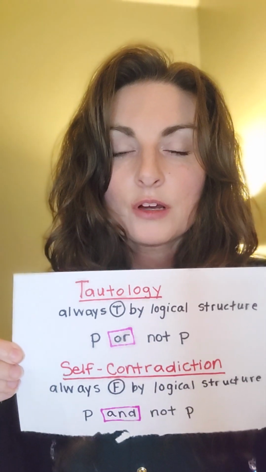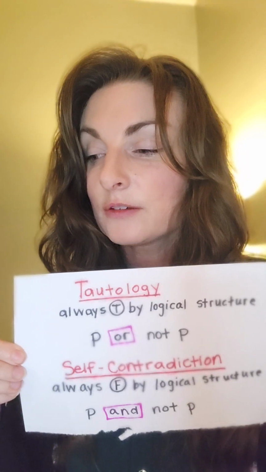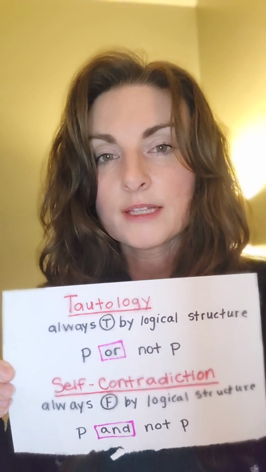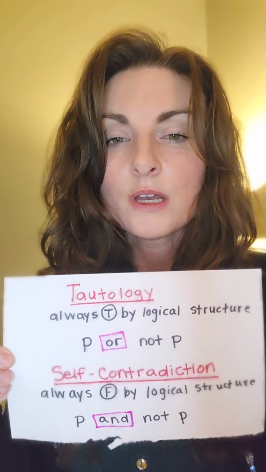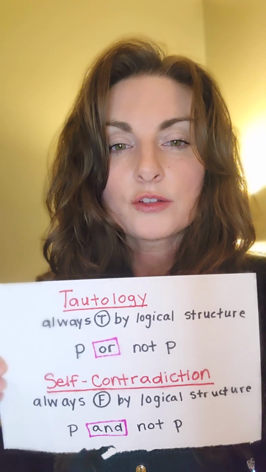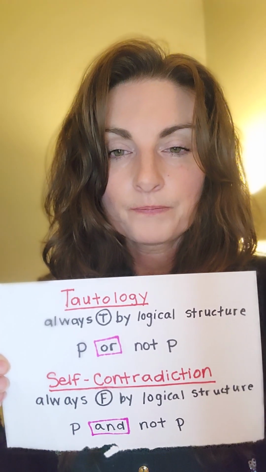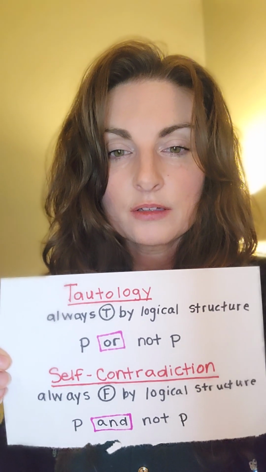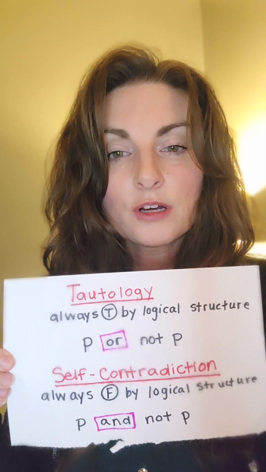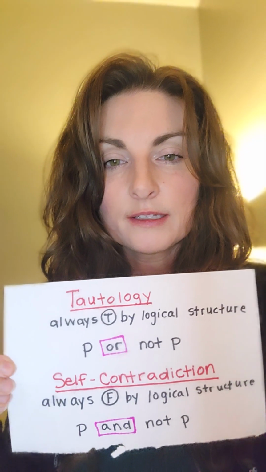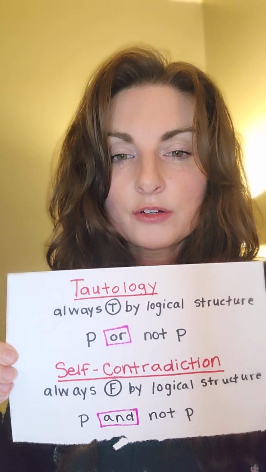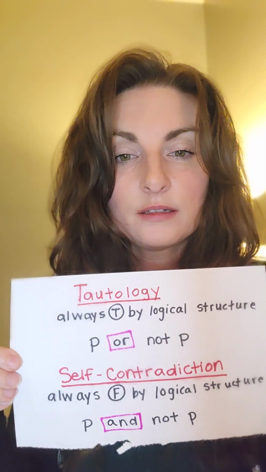Okay, so to recap, the tautology, and these are both statements that are true or false by logical structure of the sentence, how the sentence is put together. So a tautology is always true by logical structure. A self-contradiction is always false by logical structure. A tautology can be noted like this, P or not P. And the self-contradiction is P and not P.